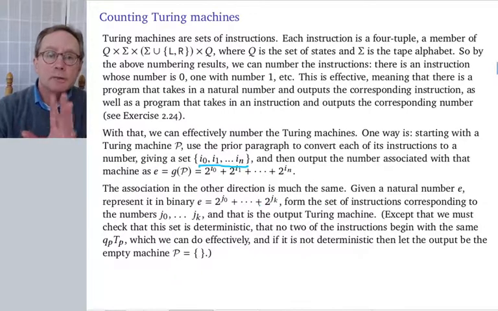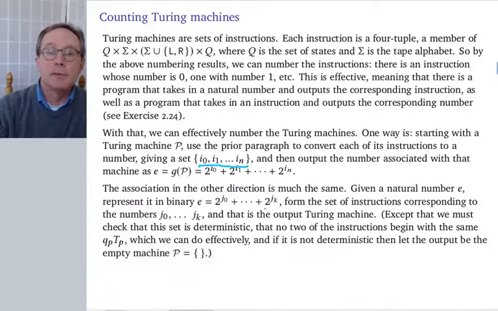Now, we're not quite done, but we're sort of 95% of the way. We started with a number, and with a computer program, it has something to do with binary, I converted that number into a set of instructions. Now all that remains is, you remember the definition of Turing machine says more than a set of instructions. The definition of Turing machine has to check that the set of instructions is deterministic. That is, that no two of the instructions begin with the same q, p. And obviously you can do that with a computer program.